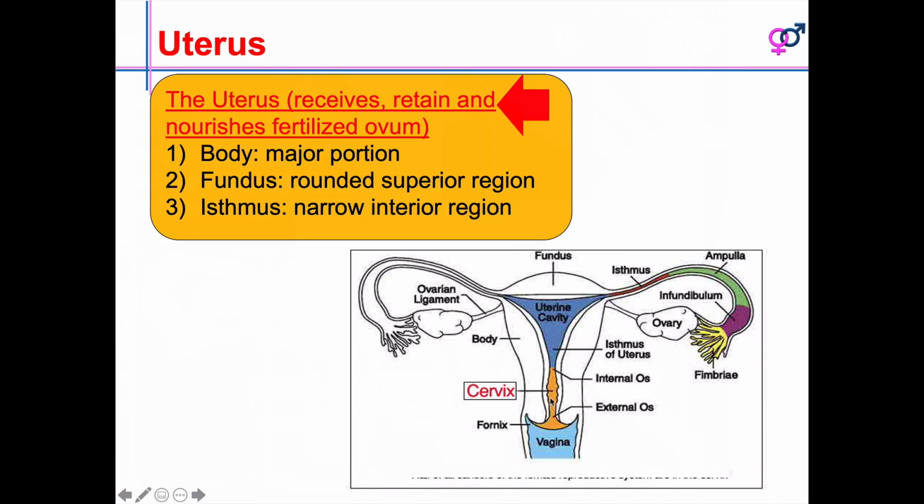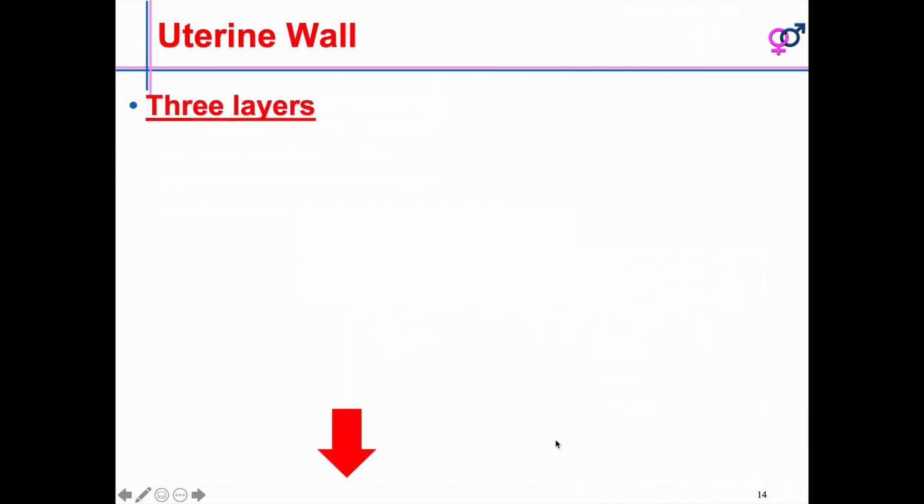Understand? Okay, now coming to the uterus, it has a body, the major portion. The fundus is the upper part, and the isthmus is the narrow region. Okay, this is the cervical os. Os means opening. Okay, and this is connected to the vaginal cavity.